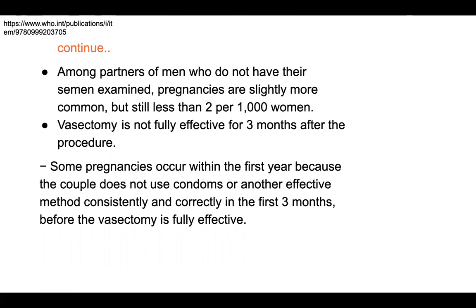Vasectomy is not fully effective for 3 months after the procedure. Some pregnancies occur within the first year because the couple does not use a condom or another effective method consistently and correctly in the first 3 months before the vasectomy is fully effective.